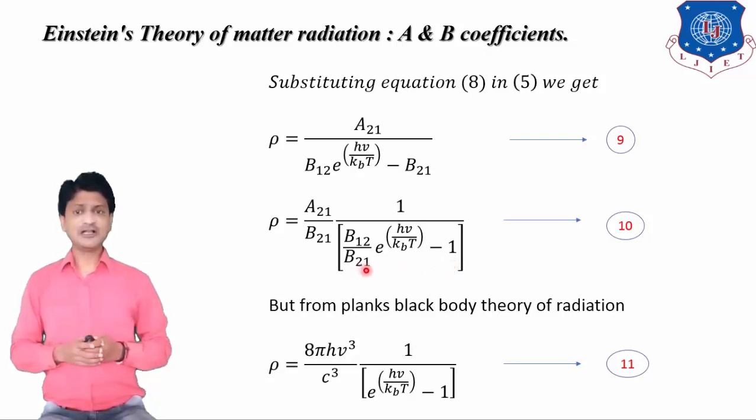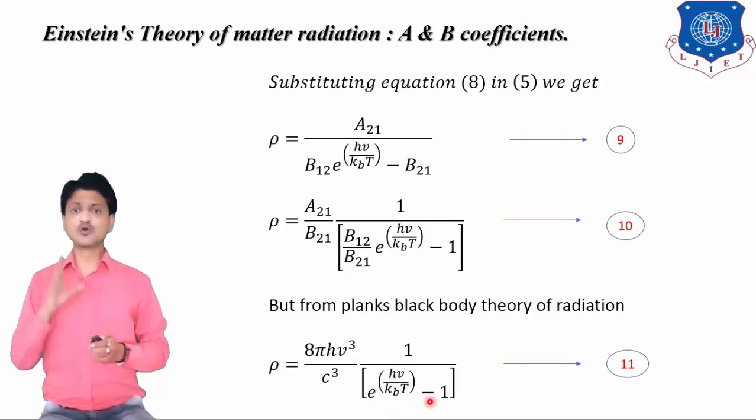So finally we have the equation of rho is equal to A21 upon B21 into 1 upon (B12 upon B21) e raised to hν upon kT minus 1. Now we know Planck's black body theory of radiation. In this case, rho is equal to 8πhν³ upon c³ into 1 upon e raised to hν upon kT minus 1.